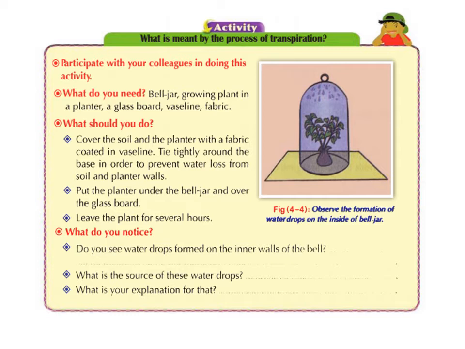But what is the source of this water vapor produced? There are two sources. It can come out from the water inside the soil, or it can come out from the plant's green parts, such as leaves and stem. But since we already covered the soil from the beginning with Vaseline and plastic bag, the only source of this water vapor that changed into water drops is the plant's leaves.